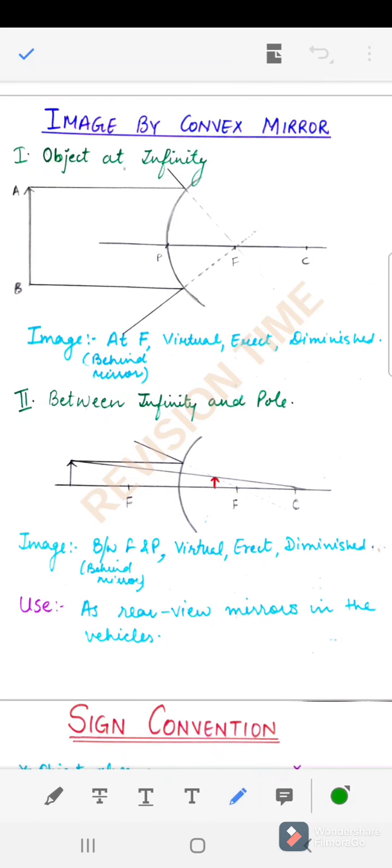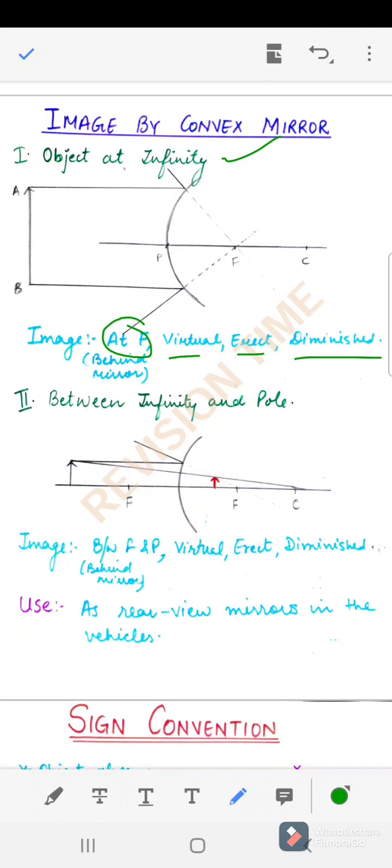So next, image formed by a convex mirror. We have only two cases here, so it is automatically very easy to learn. First is when the object is at infinity. Similarly, as in the case of the concave mirror, in the convex mirror also the image will be formed at focus only. It will be virtual, erect and diminished, right?